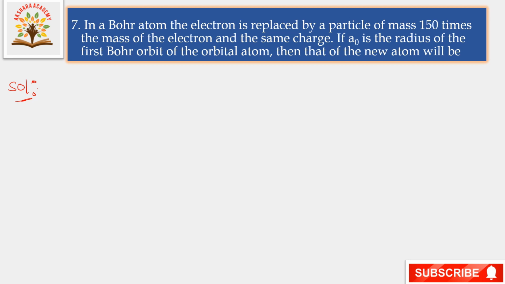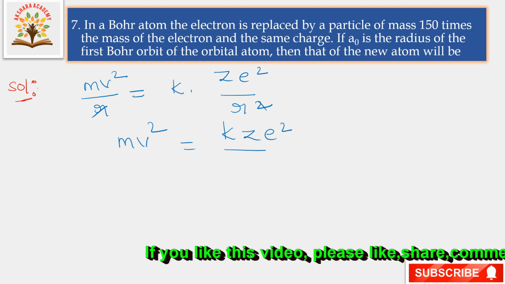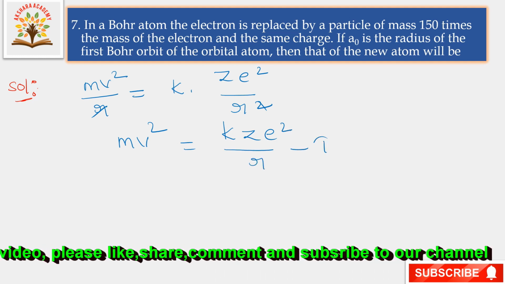For an electron revolving in a circular orbit, that is, mv square by r is equal to k Z e square by r square. r gets cancelled. So mv square is equal to k Z e square by r. Consider this as equation number 1.